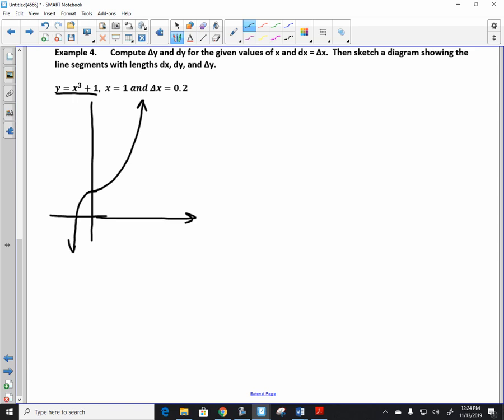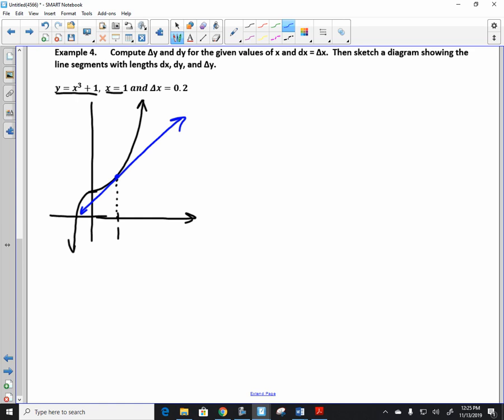Everybody okay with that? So I'm going to go over 1 unit because it says x is 1. And that is the location at which I will draw my tangent line. The tangent line is an approximation for the function in a small window.